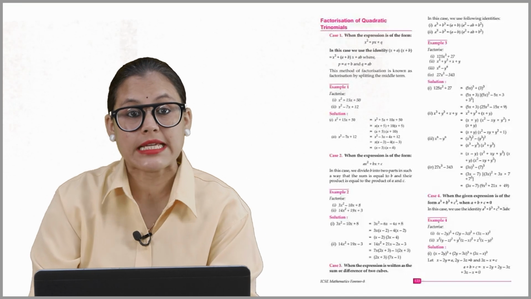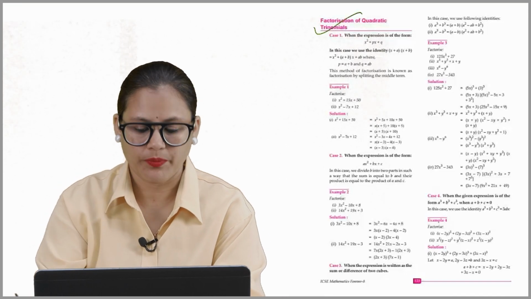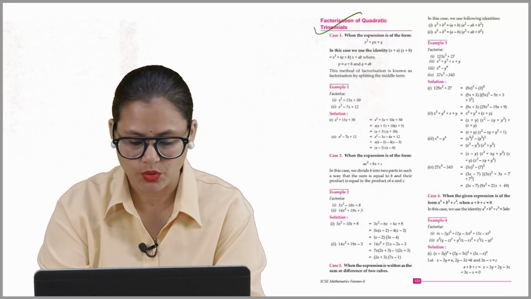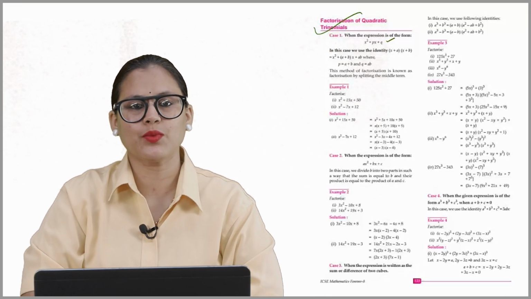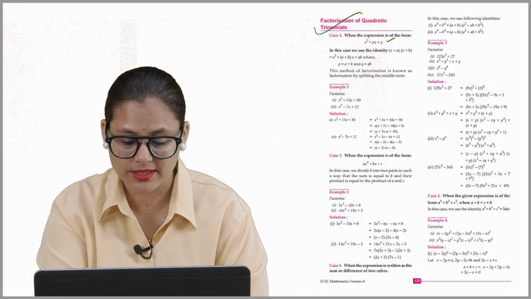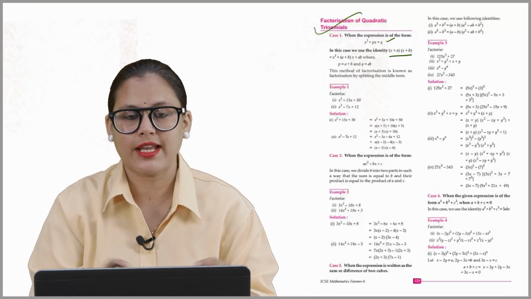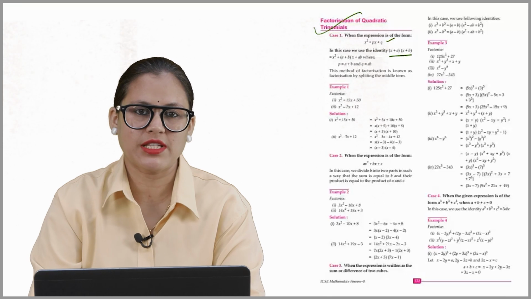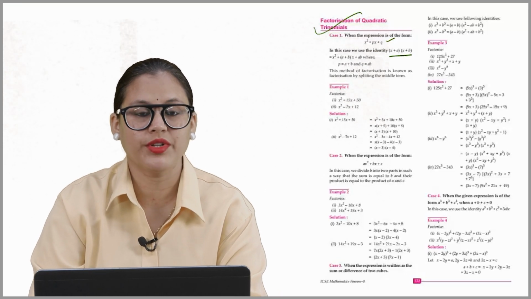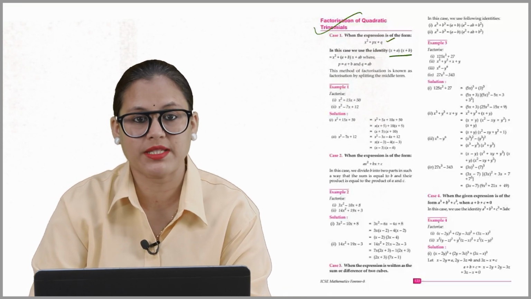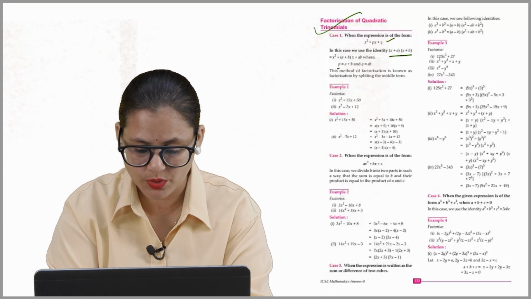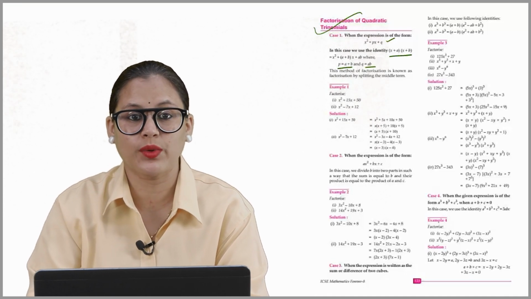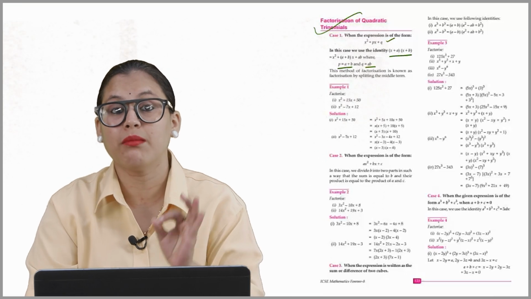Factorization of quadratic trinomials. Case 1. When the expression is of the form x square plus px plus q. In this case, we use the identity (x plus a)(x plus b) is equal to x square plus (a plus b)x plus ab, where p is equal to a plus b. Remember that p is equal to a plus b and q is equal to a into b. This method of factorization is known as factorization by splitting the middle term.